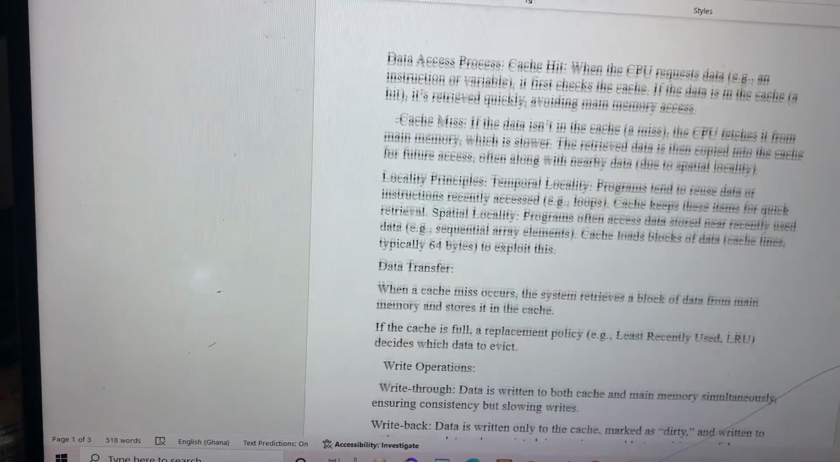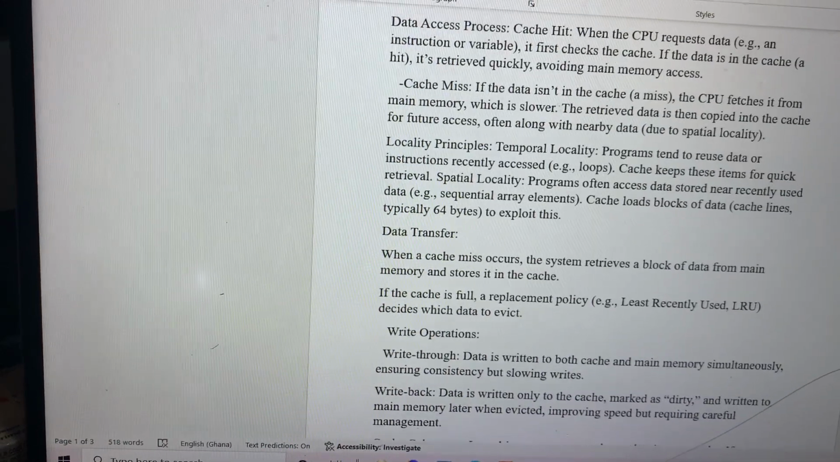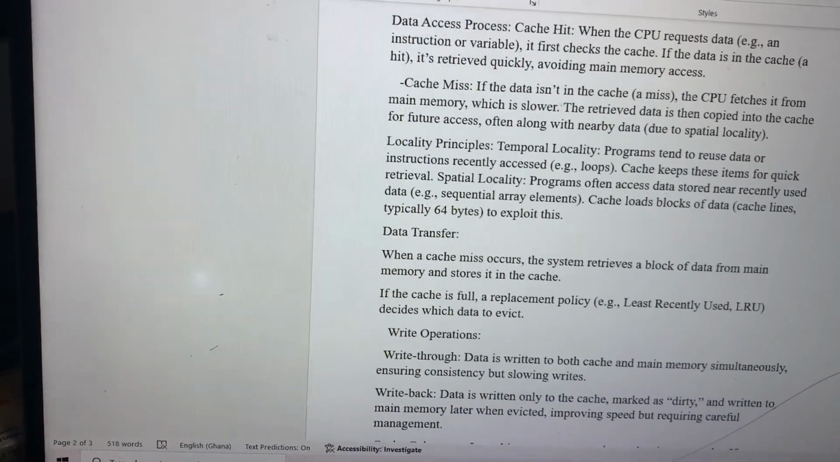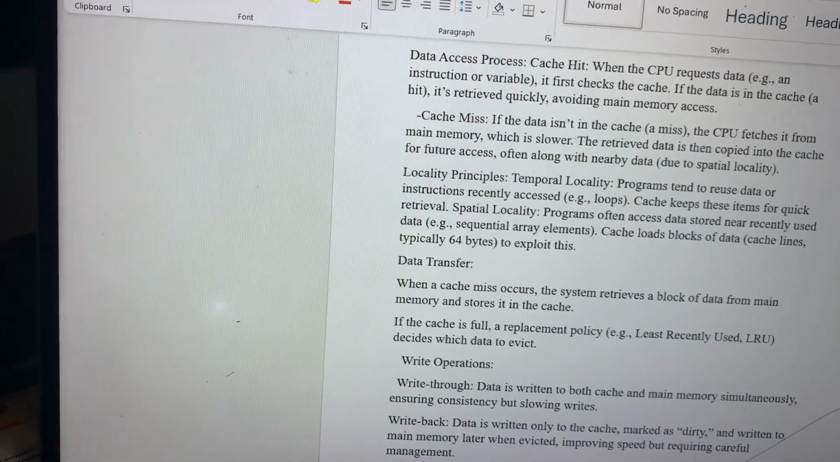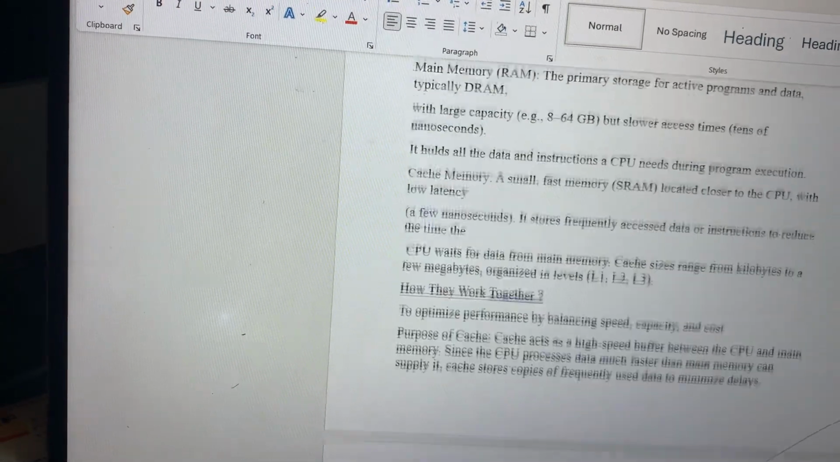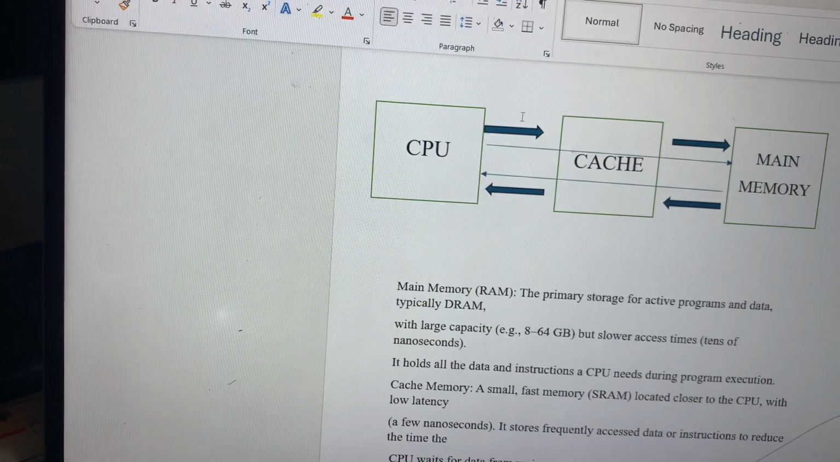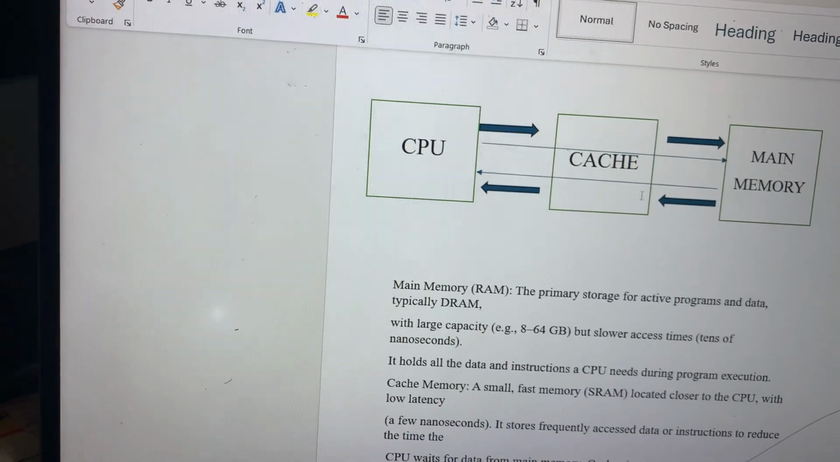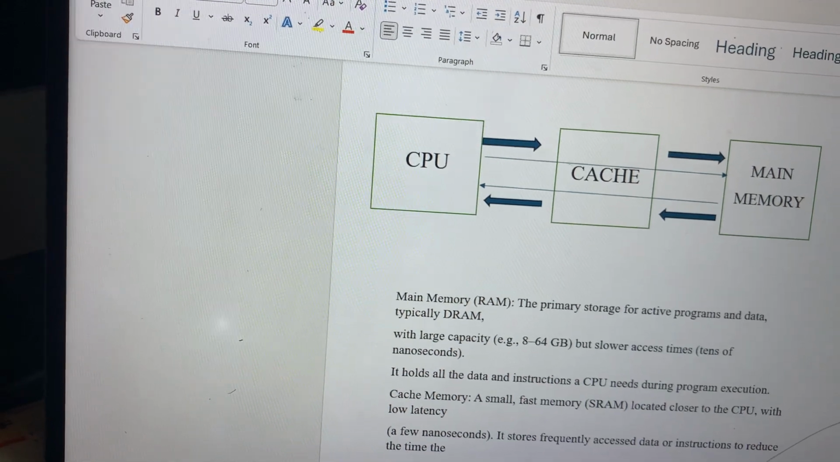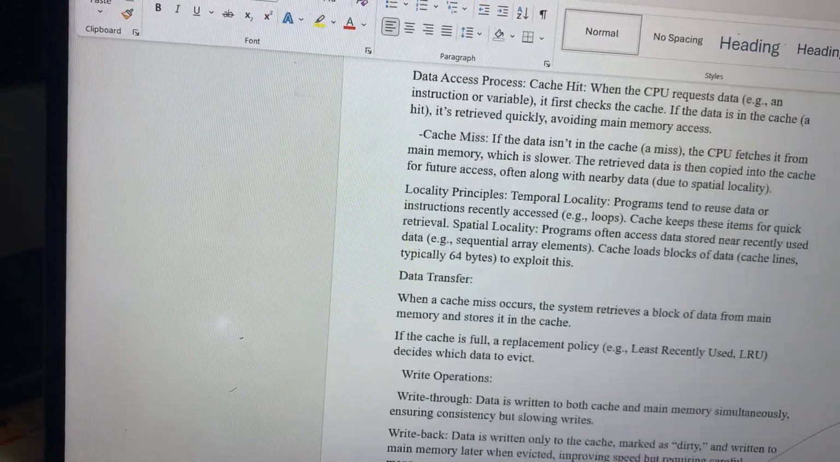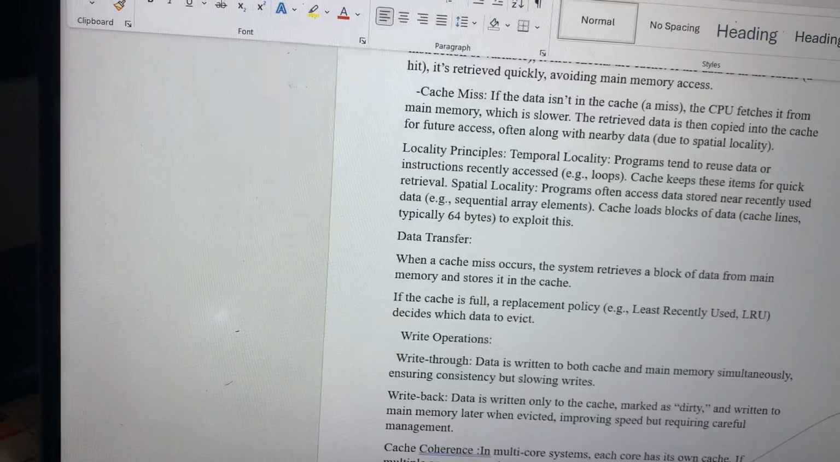When it comes to the data access process, a cache hit happens when the CPU requires data and the instruction is sent. It first checks the cache, and if the data is in the cache it retrieves it quickly, as I used the mockup to explain. If it's there, it retrieves it quickly. If it's not there, that's a miss. Then you go to the main memory before it will retrieve the data. That's the cache miss, so we go to the low latency.